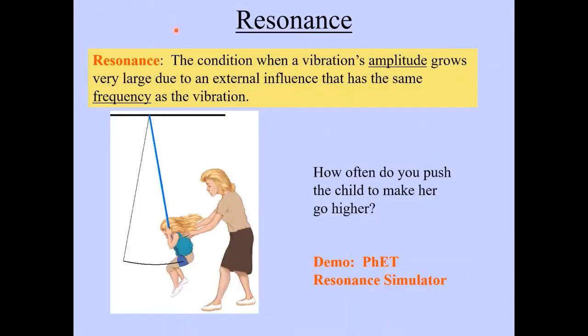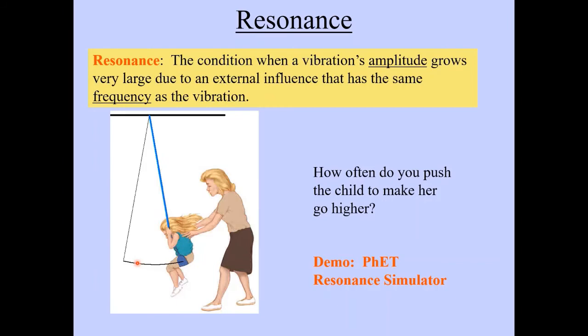So this phenomenon that we just saw on the last slide is called resonance. Resonance is the condition when a vibration's amplitude grows very large due to an external influence that has the same frequency as the vibration. One example that makes this very clear is to think about how you push a child on the swing. The swing has a natural frequency that it wants to swing back and forth. And you can see here that the swing is just a pendulum. Here's the mass of the pendulum, which is the child, and the rope or the cable or the chain that the swing is attached to is the length of the pendulum.